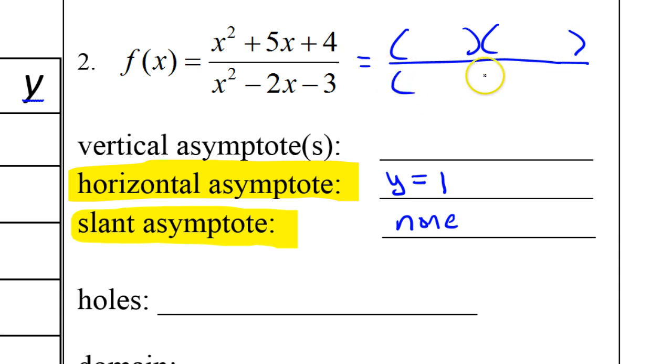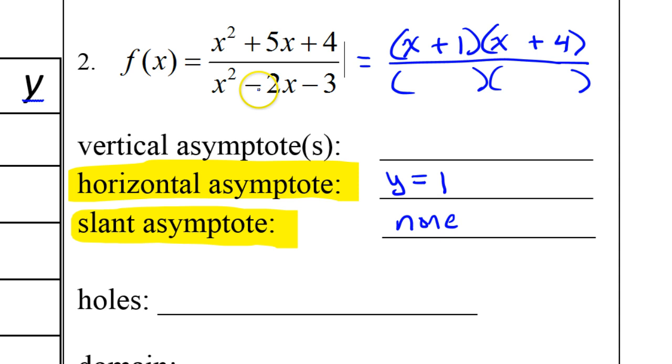Factoring is never going away, so please make sure you know how to factor. So x squared is going to be x times x. 4 can either be 2 times 2 or 4 times 1. Looking at the 5, I'm thinking 1 times 4. See how everything's positive? Inner I have 1x, outer I have 4x. Together that makes 5. So there I factored it.